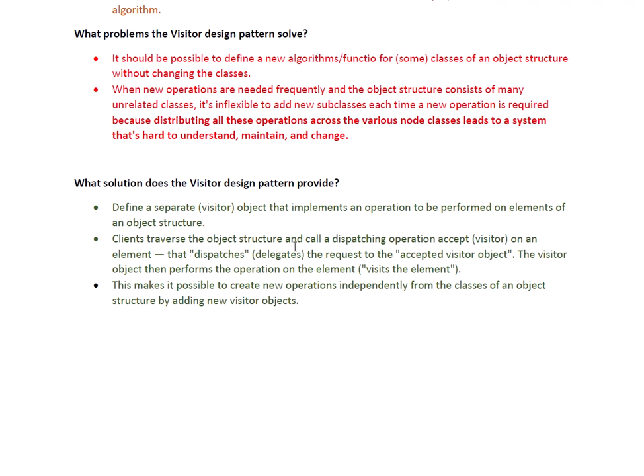Clients traverse the object structure and call a dispatching operation accept on an element. So the client program, or in my case the administration team, basically traverses the object structure, my company, through each and every employee, and calls a dispatching operation called accept. They accept the training invitation sent by the trainer. So they will accept the visitor, my cloud trainer, on an element that is my employee, and then that dispatches or delegates the request to the accepted visitor object.